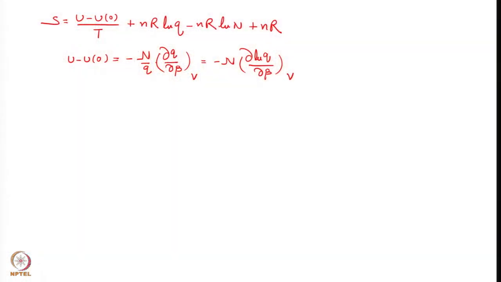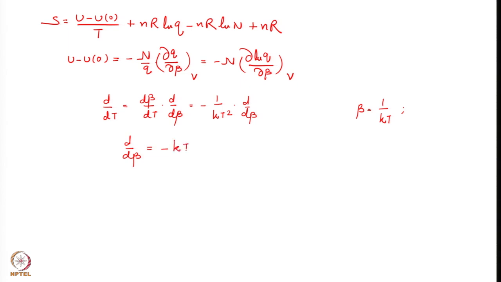Now, you consider d by dT, I can write as d beta by dT into d by d beta. Mathematically, that is allowed. And remember, beta is equal to 1 over kT. Therefore, when you take its derivative, it will come minus 1 over kT square, this is d beta by dT, into d beta. So that means d by d beta I can write as minus kT square d by dT. This is mathematically allowed.